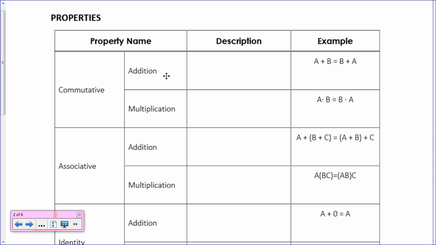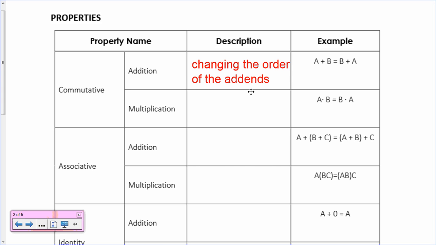Now, commutative property happens over addition and multiplication. With addition, it's just changing the order of the addends. Okay, and here's an example, a plus b equals b plus a. Well, all I did was change the order of the a and the b. Those are the addends. That's the stuff that you add together. We'll just change the order and it's still equal to each other.